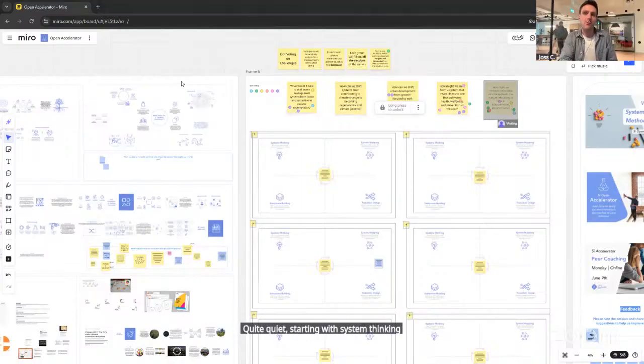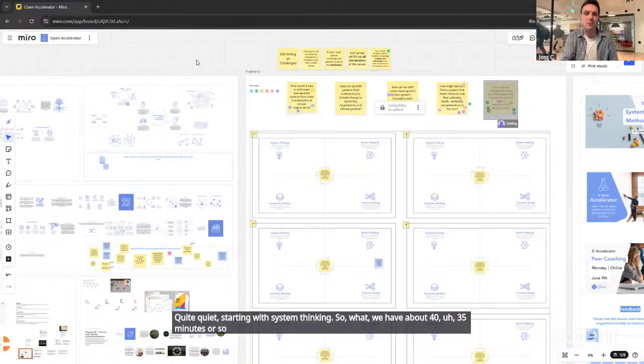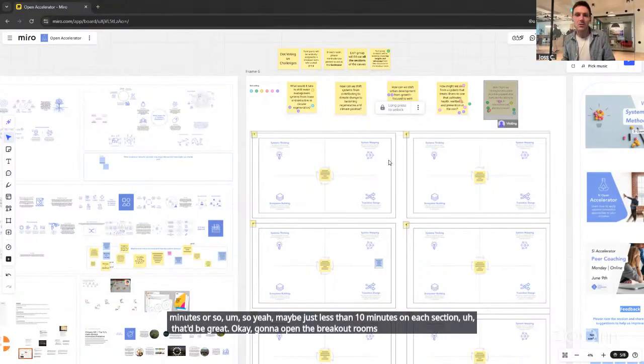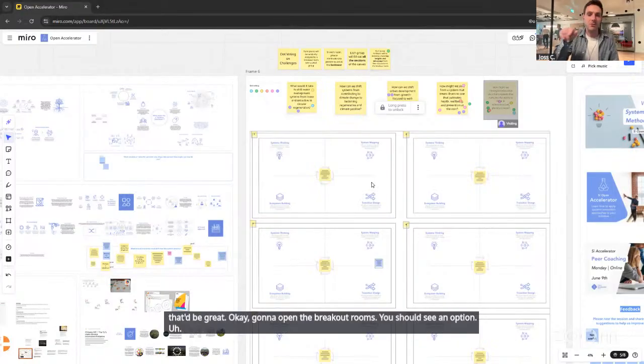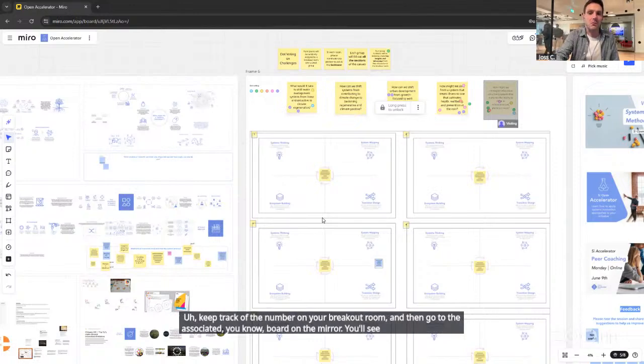So we have about 35 minutes or so. So yeah, maybe just less than 10 minutes on each section. That'd be great. Okay, gonna open the breakout rooms. You should see an option. Keep track of the number on your breakout room, and then go to the associated board on the Miro. You'll see the numbers on the top right.